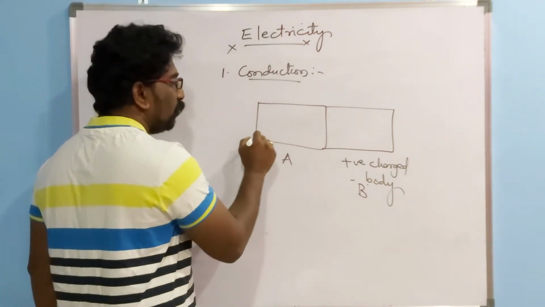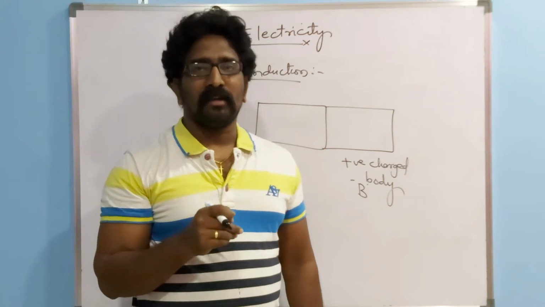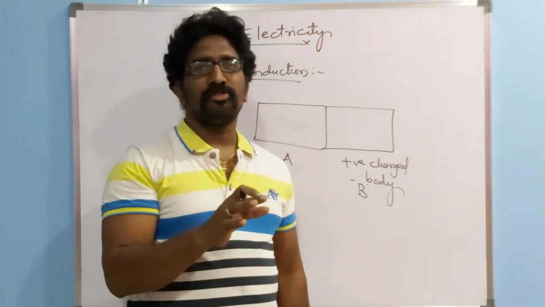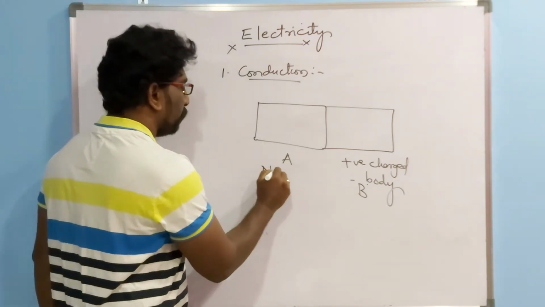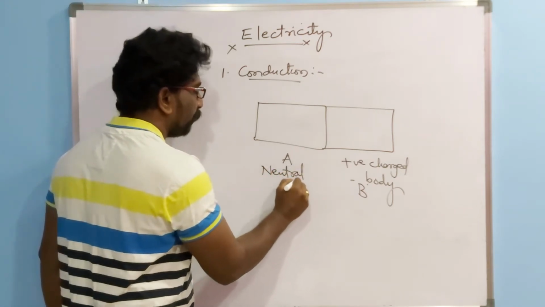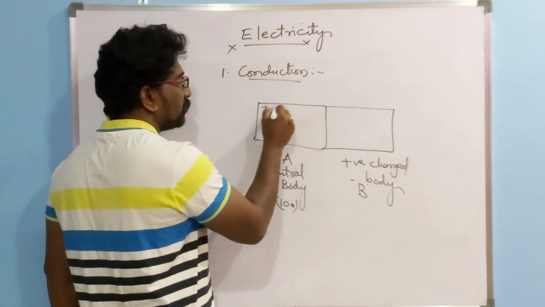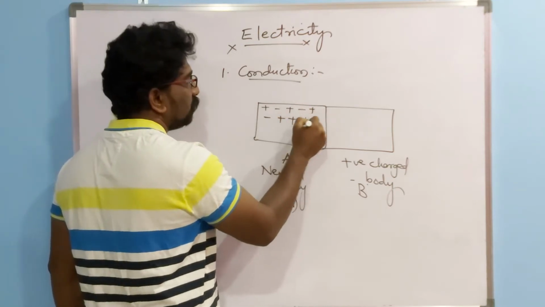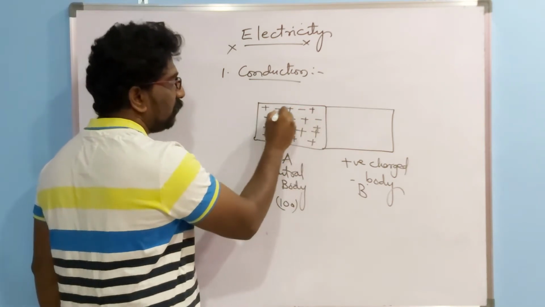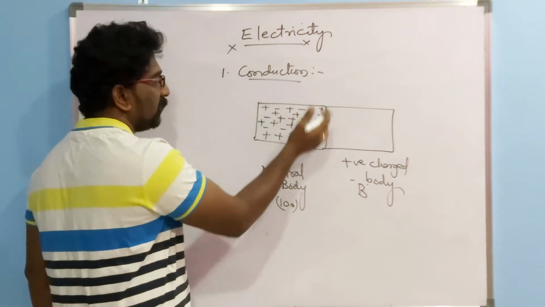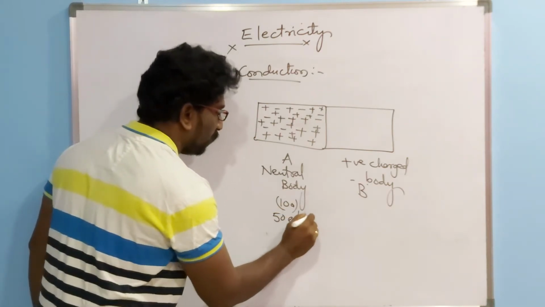So what is meant by a neutral body? Many people think that it has no charge, but in fact a neutral body is a body which has an equal number of positive charges and negative charges. So that is the meaning of a neutral body. Here, let me consider there are 100 charges, so you will have 50 electrons and 50 positive charges. Please don't count the charges which I have put over here. I have simply put some positive and negative charges randomly. If you have 100 charges, it means 50 electrons and 50 positive charges.